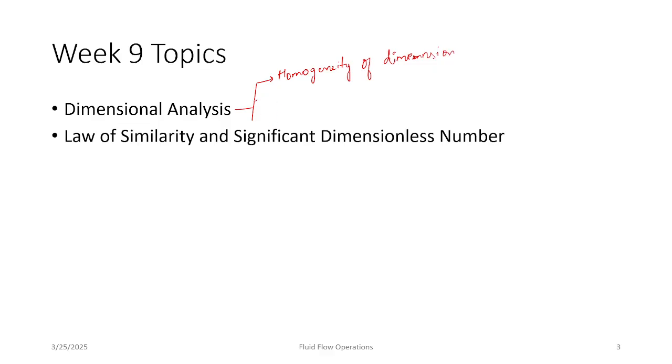Homogeneity of dimensions, Rayleigh method, and Buckingham pi method. So first, let's look at the first topic, that is dimensional analysis. Then we'll go on to the subsequent topics.